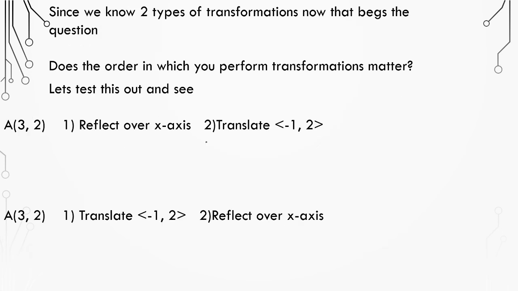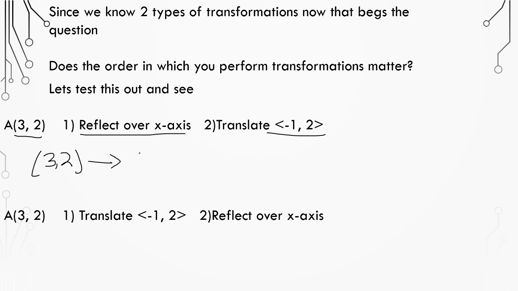Speaking of which, let's look at this. So let's say I do a reflection and a translation back to back. Does it matter what order I do them in? Right? If I translate and then reflect, do I get the same thing as if I reflect and then translate? Well, let's see. So I'm going to start with the point 3, 2. I'm going to reflect over the x and then translate using this vector. So here's 3, 2.